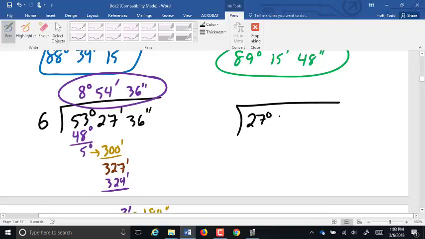So what if I have 27 degrees, 49 minutes, 24 seconds? I'm going to divide that into 4 equal pieces. In your notes, I'm going to have you try that one. I'll give you a minute. Okay, so 4 goes into 27 how many times? 6. That's 6 degrees. What's next?